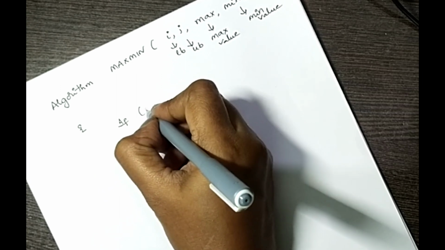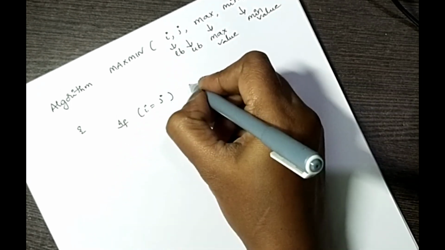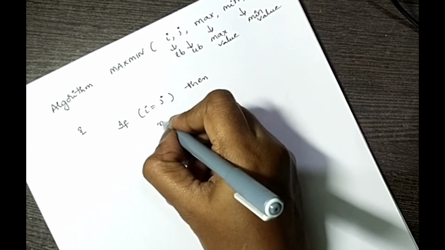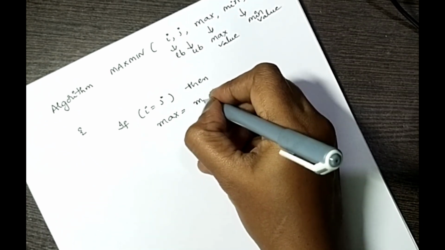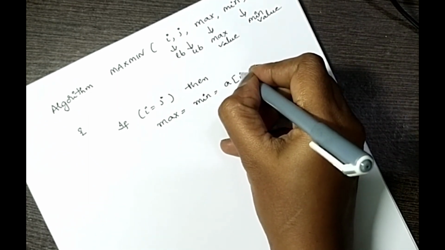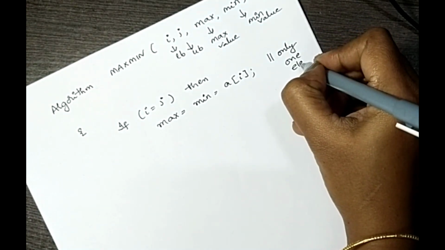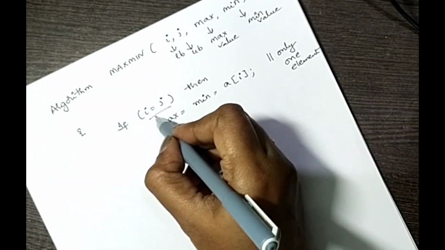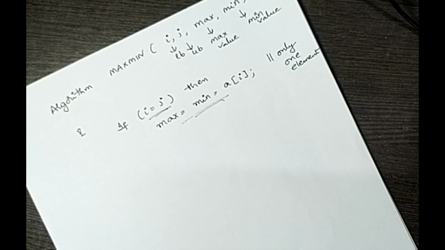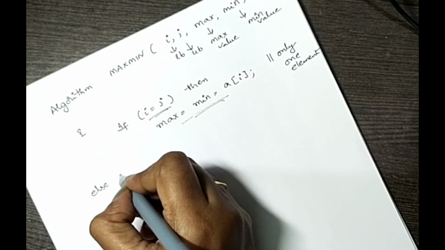So the first condition is if i is equal to j, that means the list has only one element. That element will only become the maximum value and the minimum value. So when i equals j, max equals min equals a of i.